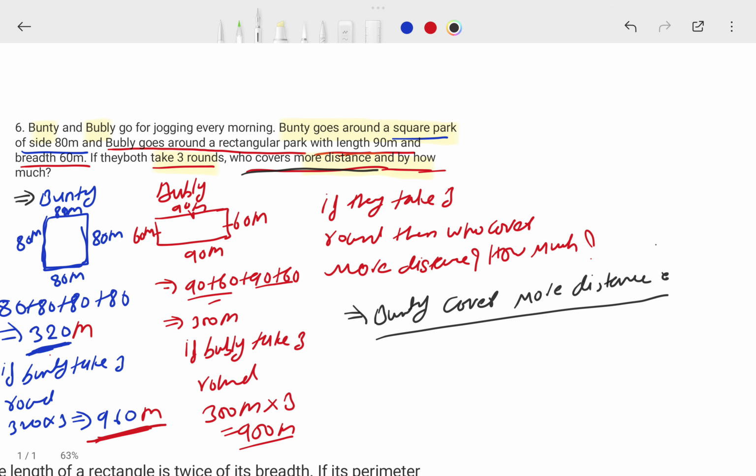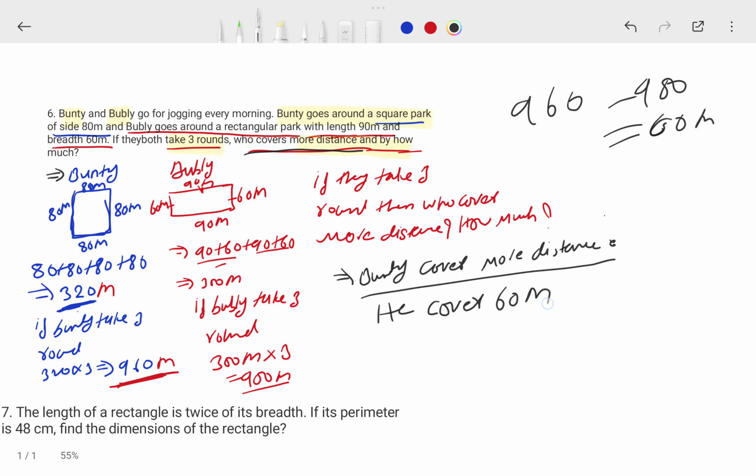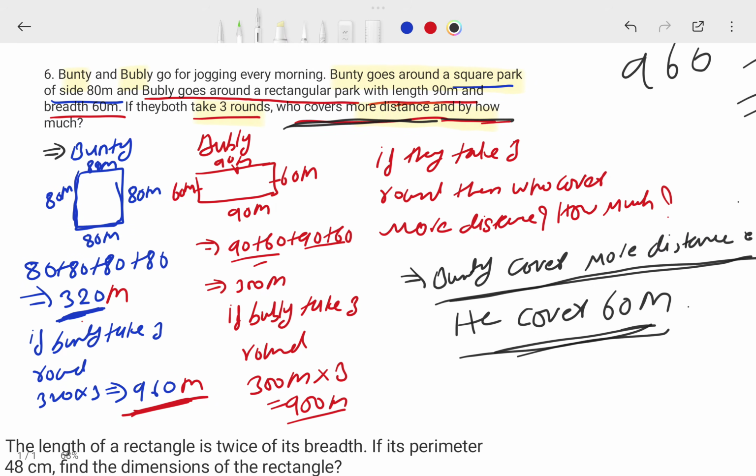Now the second, how much they cover. Bunty covers 960 and Bubbly covers 900. If you subtract, it's going to be 60 meters only. So how much more did Bunty cover? He covered 60 meters more. Both questions are over. Who covers more distance? Bunty covers more distance. How much more? He covered 60 meters more. So this is the answer of your sixth question.